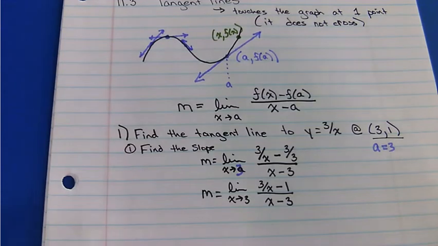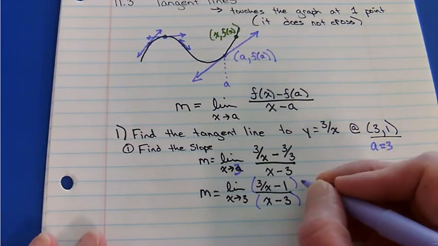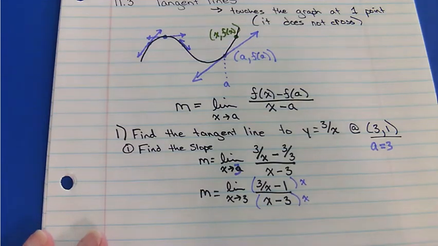Okay, so I really don't like that fraction within a fraction. So as long as I multiply the numerator and denominator by the same thing, I'm okay with the algebra gods. So I'm going to multiply the top and the bottom by x.